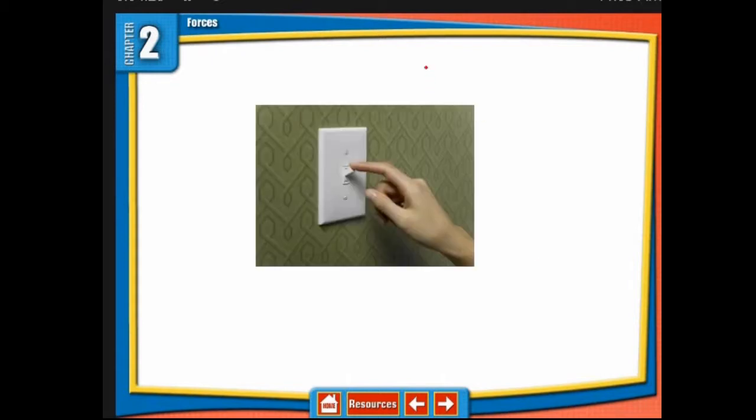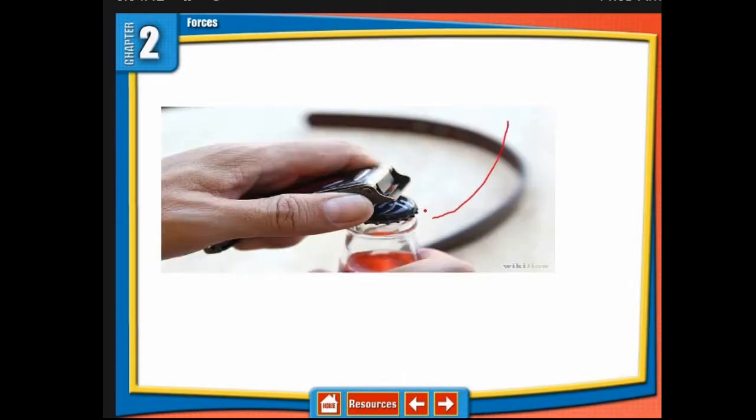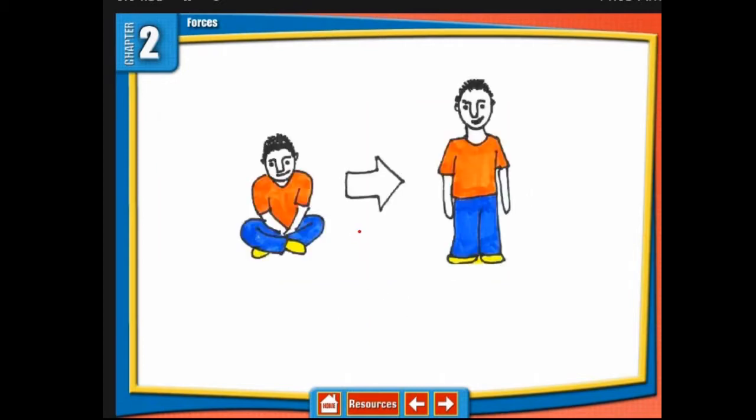So to have a better understanding of what Newton is, let's have this situation here. How much force do you need to turn on and off the switch? It will take you 10 newtons to do that. And how about opening a soft drink? It will take you 20 newtons. And how about just simply standing? If you weigh around 50 kilograms or so, you will need around 500 newtons.